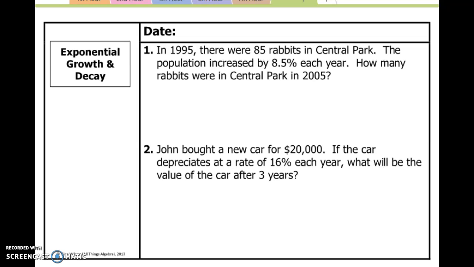Well, first thing you need to identify is whether or not it's a growth question or a decay question. There's one key word here, increased. That's telling us that it's increasing. That's a growth equation. So let's get our equation out so we know what we're doing. Our equation is y equals a times 1 plus r to the power of t.